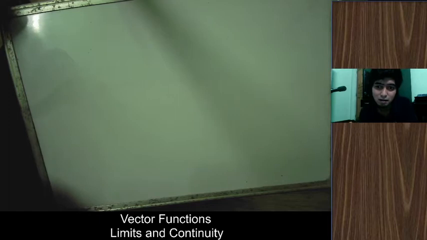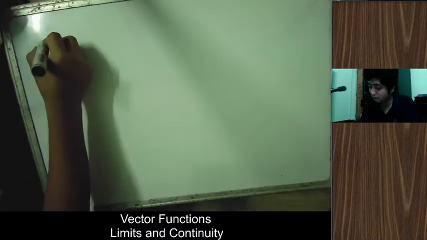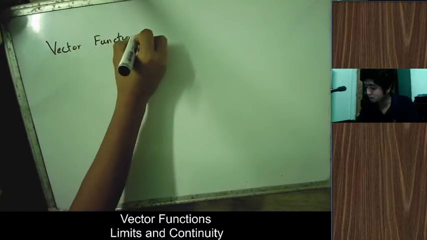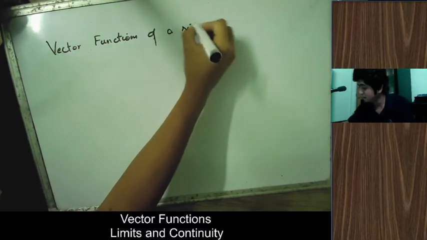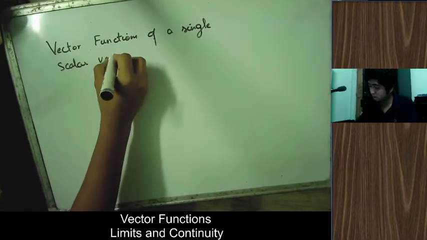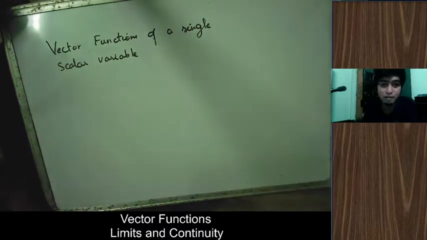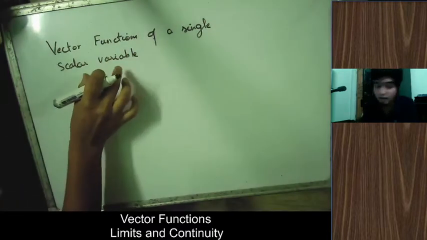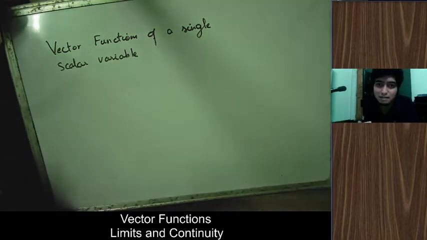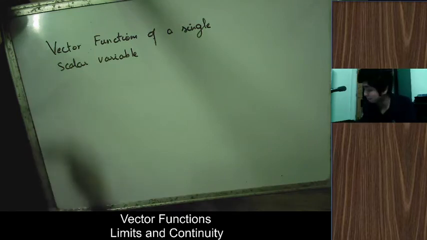So first, I should specify that we are doing vector functions of a single scalar variable. I will highlight over here that we will have a single scalar variable. Just think of it in this way: I will first give you an example and then I will define what a vector function is.